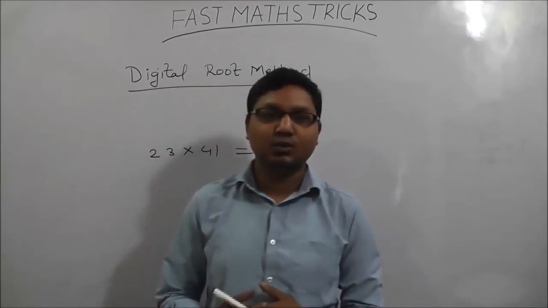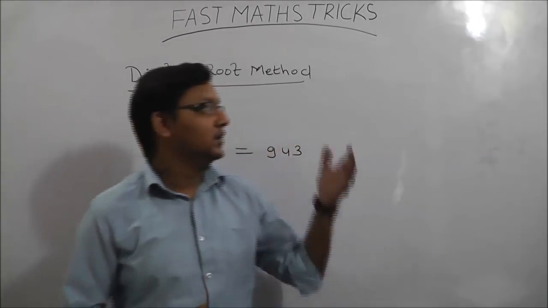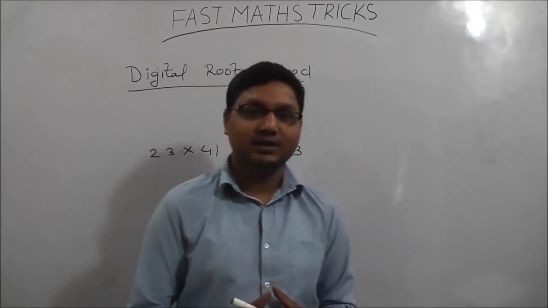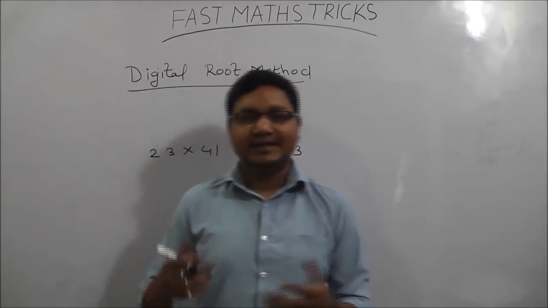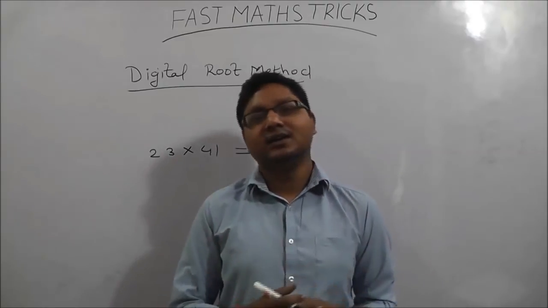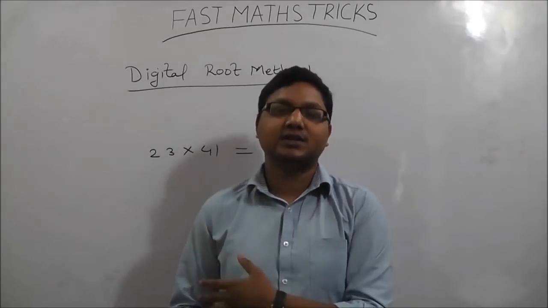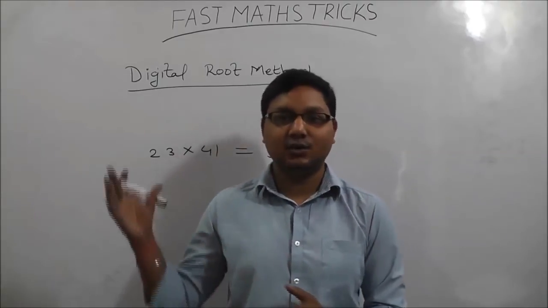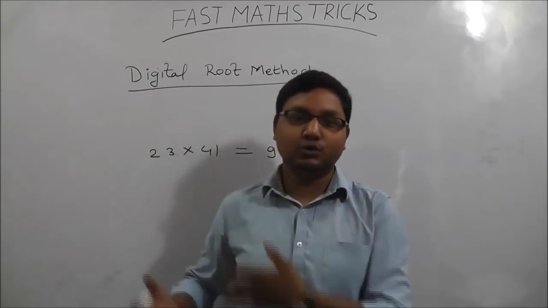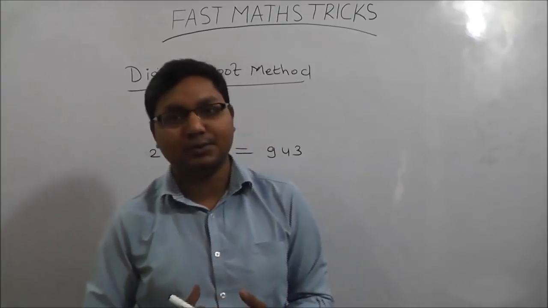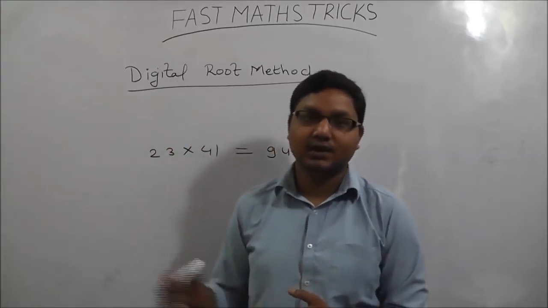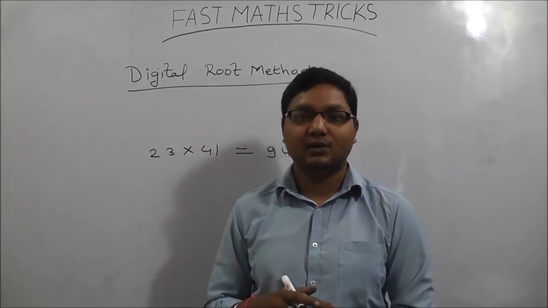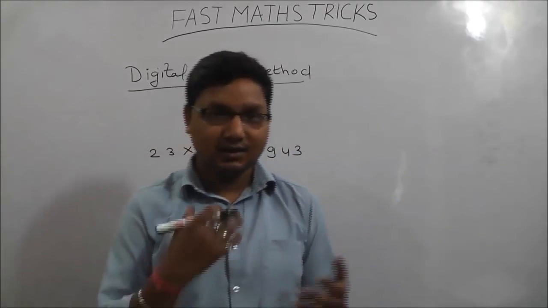So friends, let us move to our last topic of fast trick maths, that is the digital root method. The digital root method is a method to verify that we have done our simplification correctly or not. In every case the digital root method cannot be applied, but in most methods in which square root or cube root is not present, we can use the digital root method. So let us see what the digital root method is.